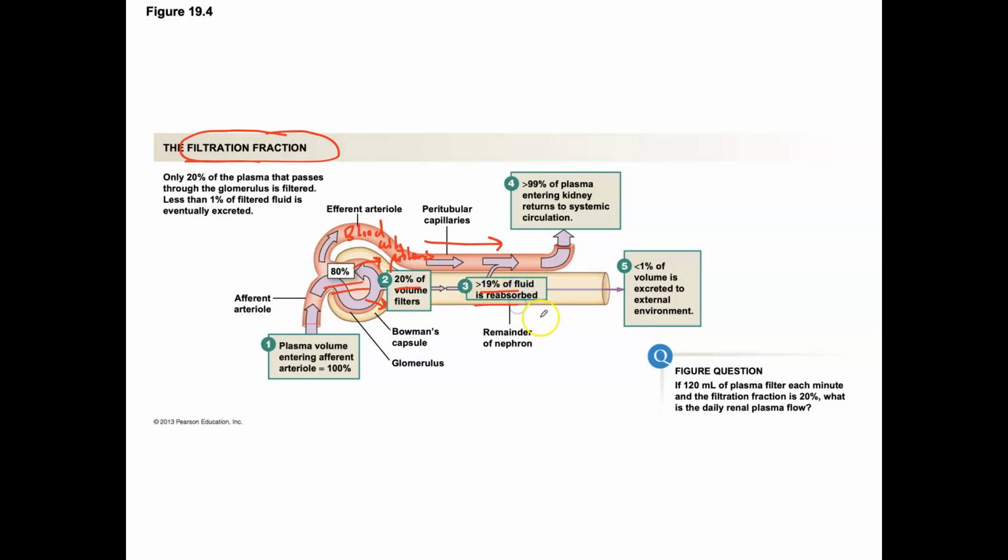So 19% of that fluid is reabsorbed. So your excretion volume is really low. It's less than 1% for the day. So even though we may filter 180 liters per day, the excretion is only about 1.5 liters per day. So we have a very little amount of excretion as we filter in the nephron systems.